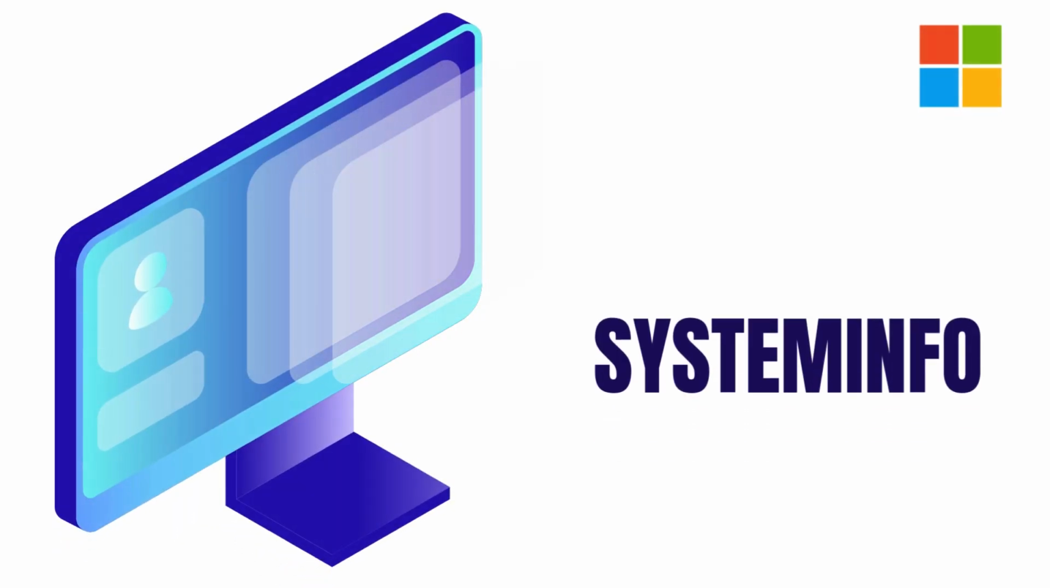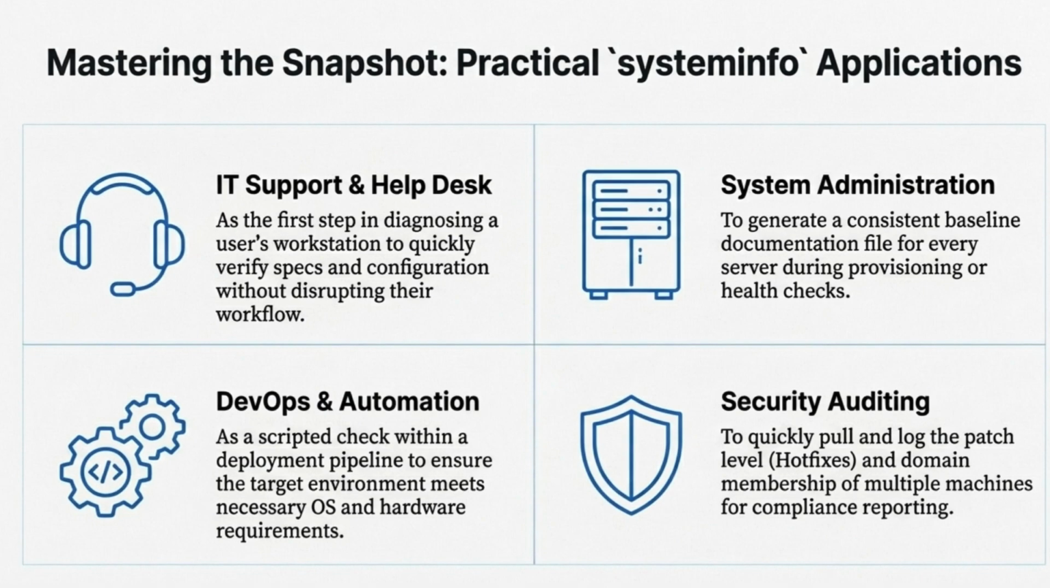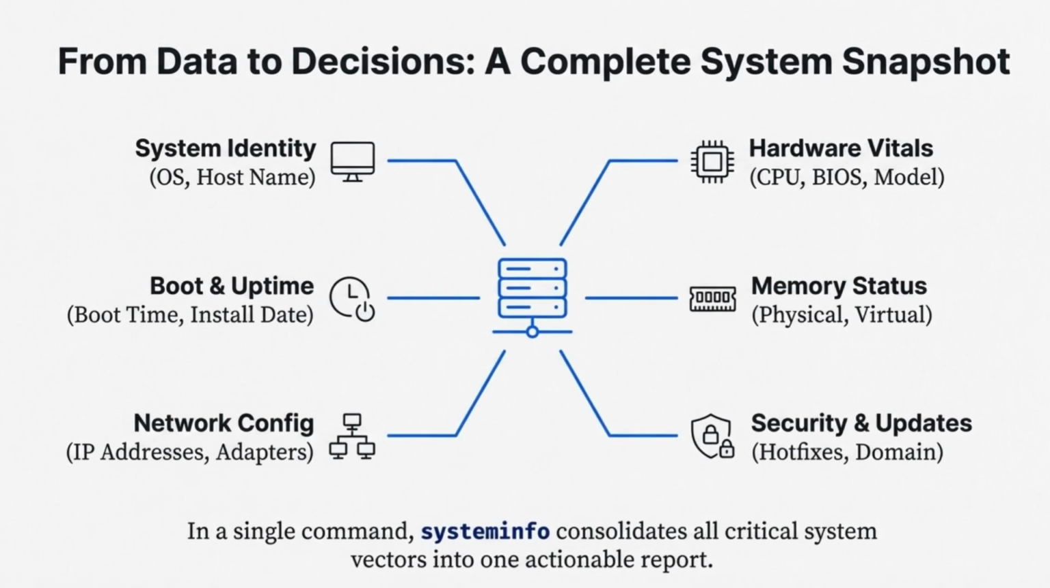Systeminfo brings all of this together into a single, fast, text-based report. It's a simple command, but it gives you a complete overview of the system's operating system, hardware, memory, networking, and update status. For IT support, it's an excellent first step when onboarding a workstation, verifying system specs, or diagnosing performance and configuration issues.